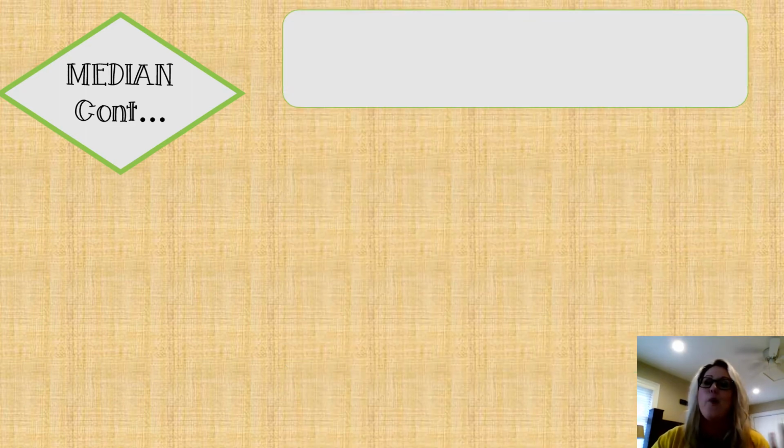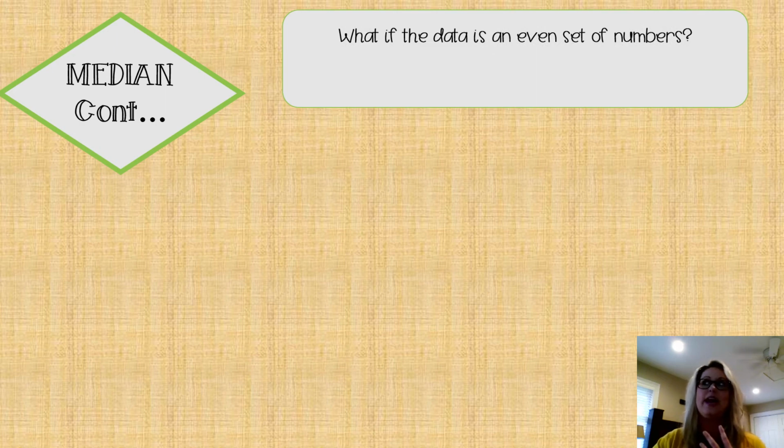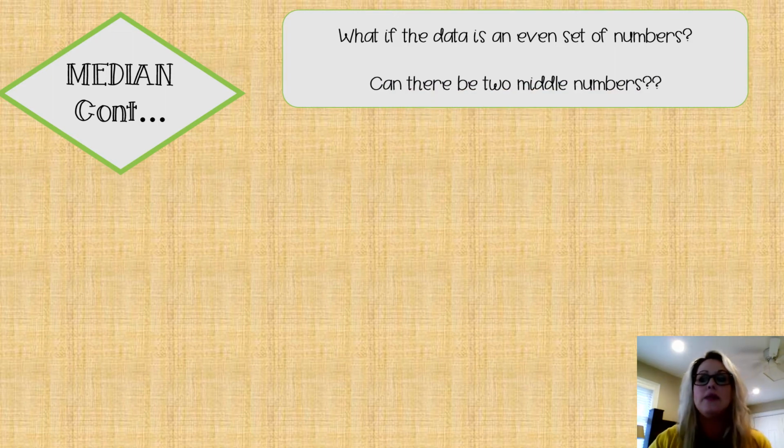Let's continue with median. So what happens if we have an even set of numbers? Like there's 8 numbers or 10 numbers or 12 numbers or 20 numbers or 100 numbers. Hopefully there's not 100 numbers. Can there be two middle numbers? It's possible there's two that you see, but there's a number in between them. We just can't see that number. Sometimes it's easy and we can figure it out. Like if our two middle numbers were 7 and 9, what comes between 7 and 9? 8, okay? But sometimes it's a little tougher.